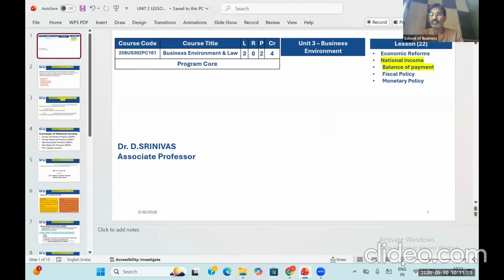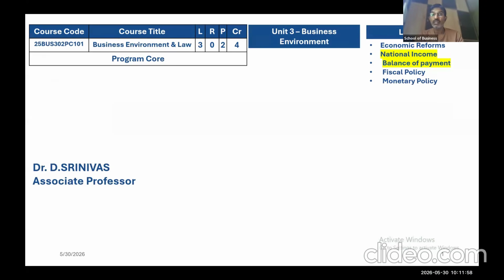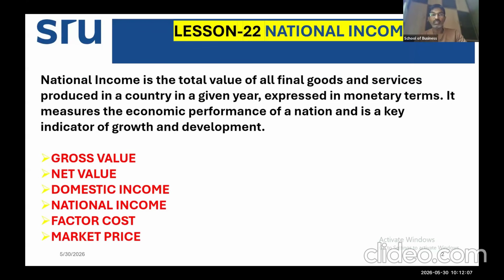Today we are going to discuss what national income is and how it affects the Indian economy from a business environment point of view. Now, what is national income? National income is the total value of all finished goods and services produced in a country in a given year, expressed in monetary terms. It measures the economic performance of a nation and is a key indicator of growth and development.